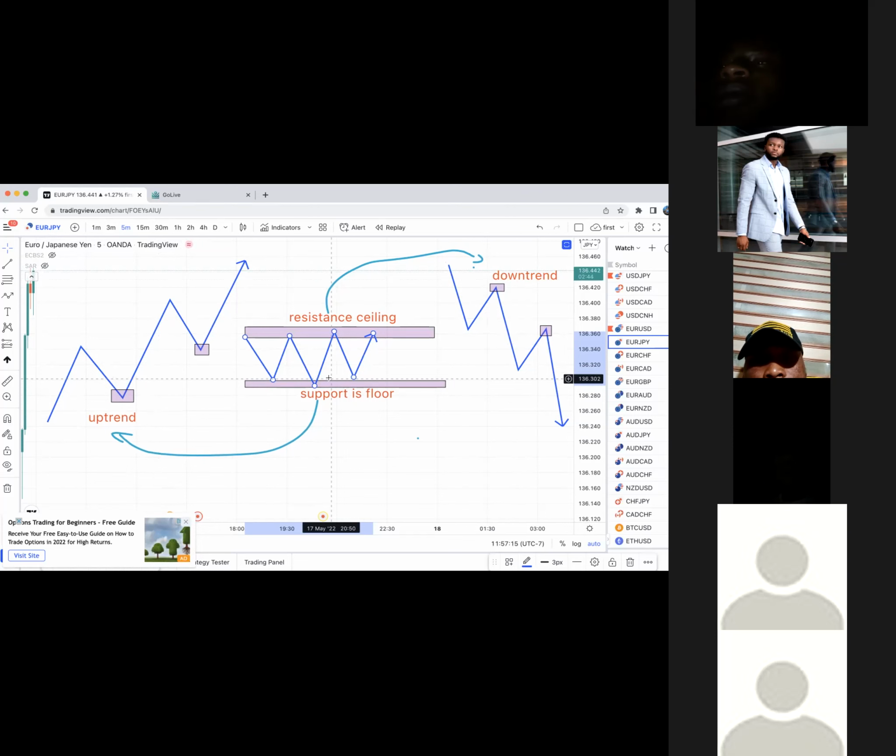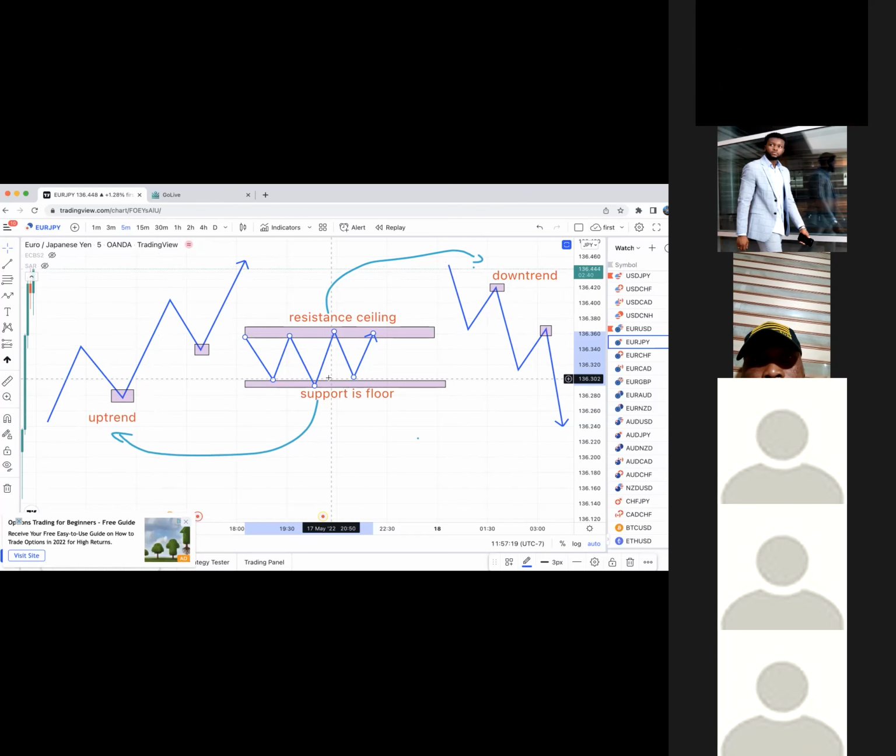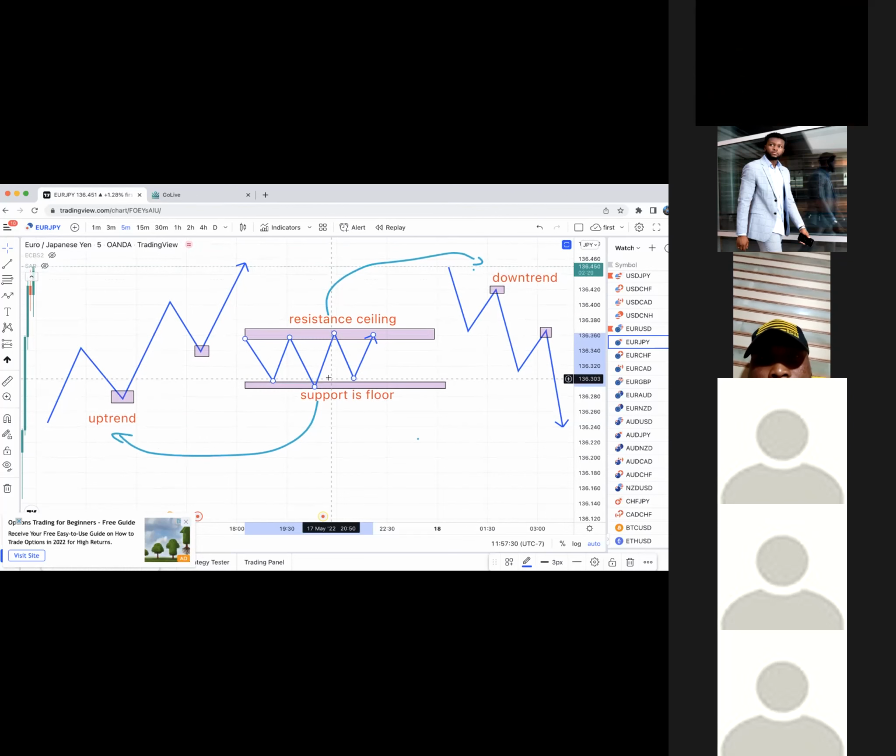If I pull up a chart and it's a consolidation market, you're going to be able to identify the floor and the ceiling. Easy. But it gets a little challenging when the market is either trending up or trending down. That's when you need a little bit of finesse to understand where is the support, where is the bottom, or to understand where is the resistance on the top.